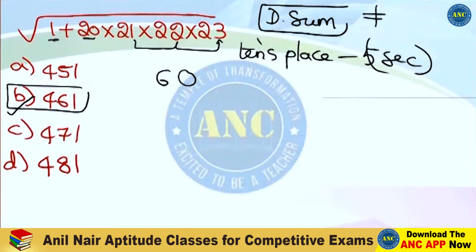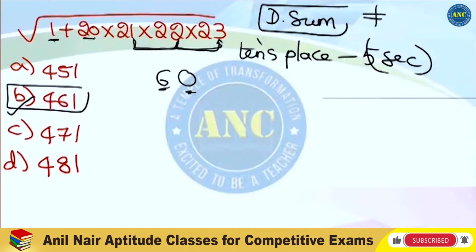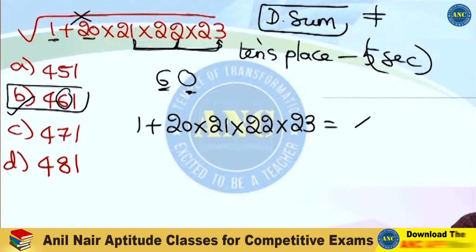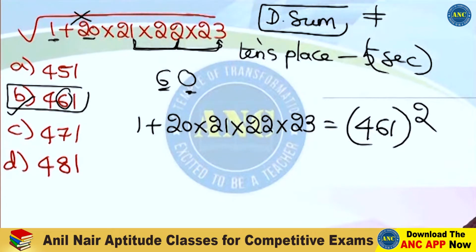1 plus 20, 21, 22, 23. Any number multiplied by 10, the unit digit is 0. The tens place is obtained because of this. The tens place should be 6. Even if you want to cross check, I will remove the square root. 1 plus 20 into 21 into 22 into 23. It is 461 squared. Let us check whether it is working or not.